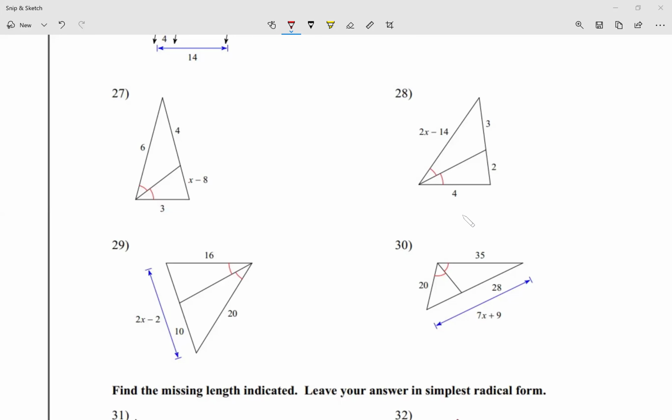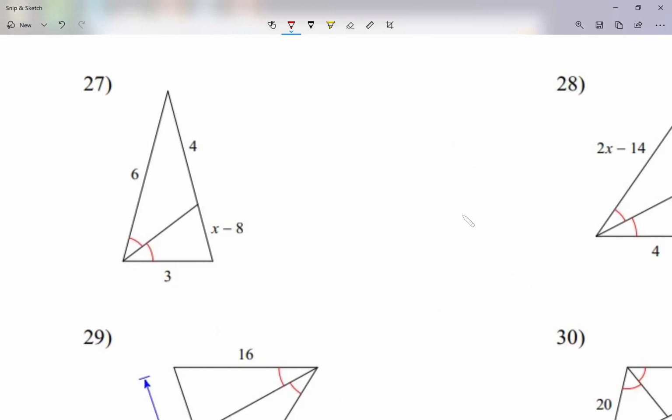Now we're going to be looking at similarity in angle bisector. So angle bisector means one of my angles is being cut in half. And I look at number 27. Yes. And I need all four pieces. If you notice, I don't need the one piece that the two triangles are sharing.